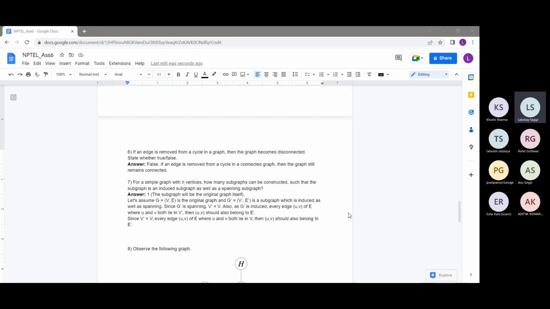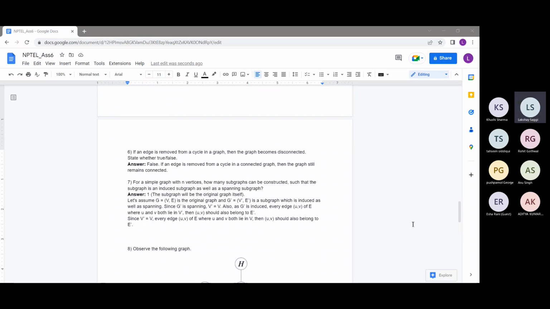So, Khushi, you have written in chat that G prime is induced. It means V is equal to V prime. No, Khushi. Since G prime is spanning, it means V equals V prime. The definition of a spanning subgraph is that V equals V prime.